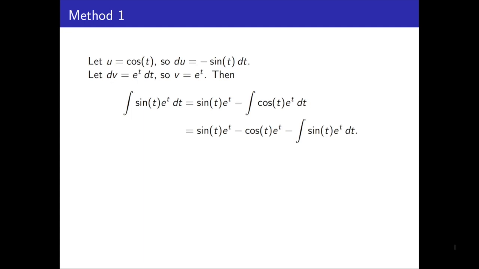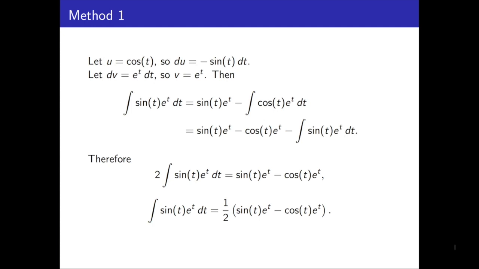And now you'll note that our right-hand term is the same as the integral we started with, and so we can add that, shift it to the other side. So we'll get 2 times the integral of sine of t e to the t is sine of t e to the t minus cos t e to the t. And now we divide by 2, and that gives us the integral that we were looking for in terms of t. There's one thing left to do, which is substitute back.